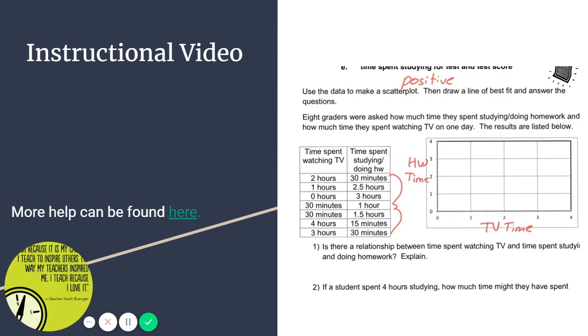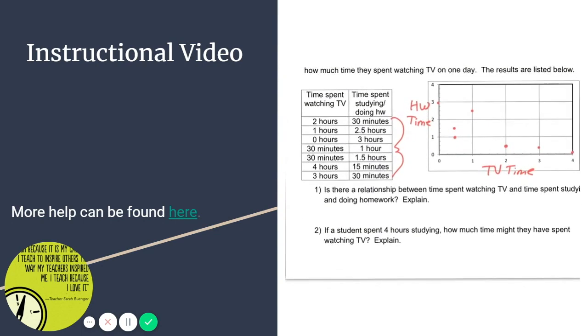So as we go through here, we're going to fill in these data points one at a time. When we watch 2 hours, we're going to do homework for 30 minutes. And we're going to keep going here, so I will fill this in. If you'd like to pause the video and try to do it yourself real quick, and then you'll see the answers. All right, so there's our data, and looking at the scatter plot, we are now going to respond to these 2 questions on the bottom, then we'll be done for the day. First off, we're asking if there's a relationship between time spent watching TV and time spent studying doing homework.